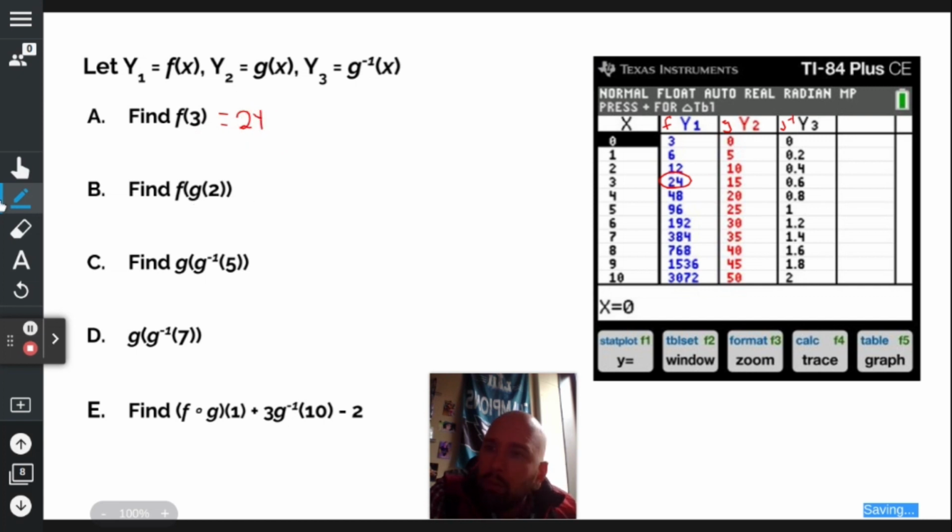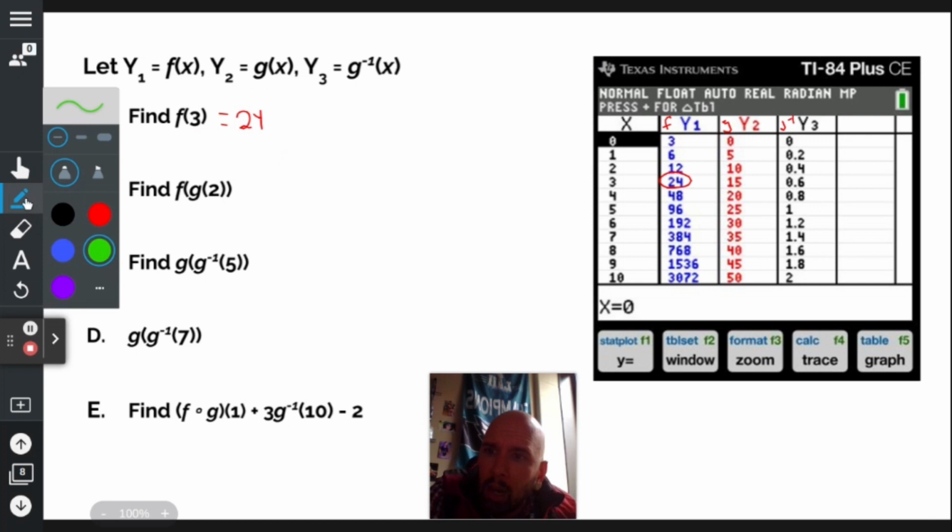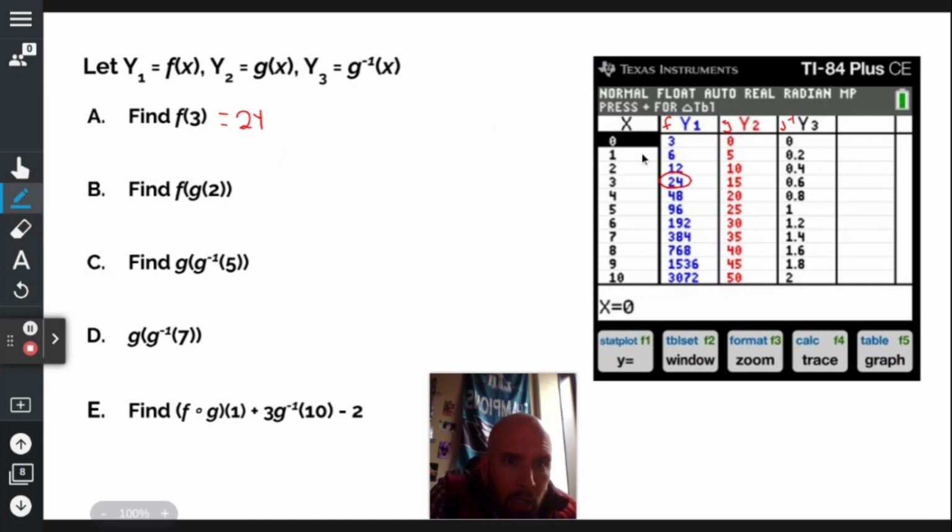f of g of 2 means that I'm going to start out by going to g of 2. So g of 2 is 10. So now I need to find out what f of 10 is, because g of 2 is 10. f of 10 is 3072.